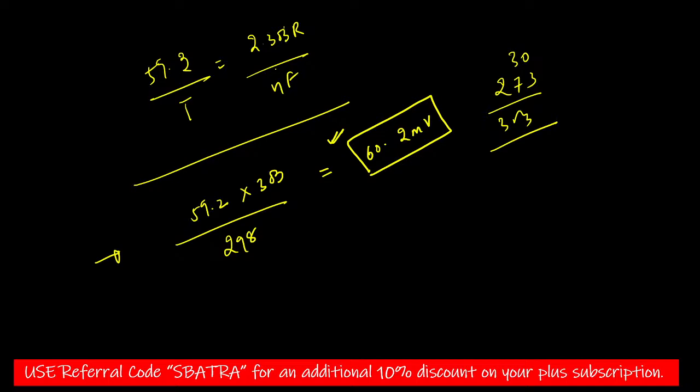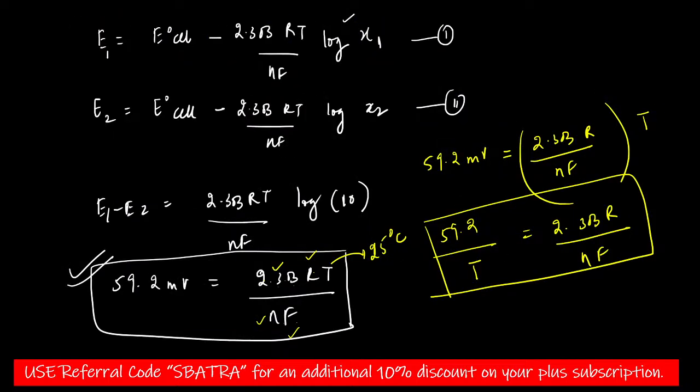Okay, right. Let me explain this part again. This part is clear to you, Aruna. 59.2 is equal to 2.303 RT by NF. Is it clear how we got this expression?